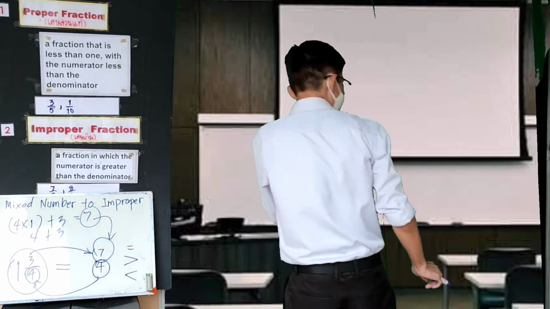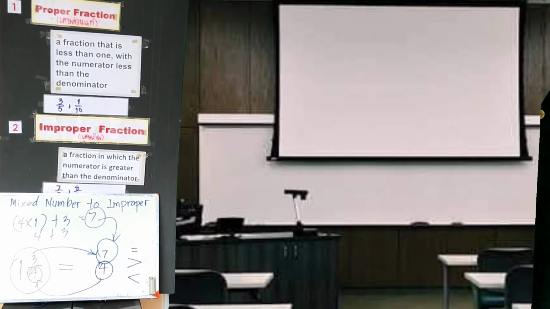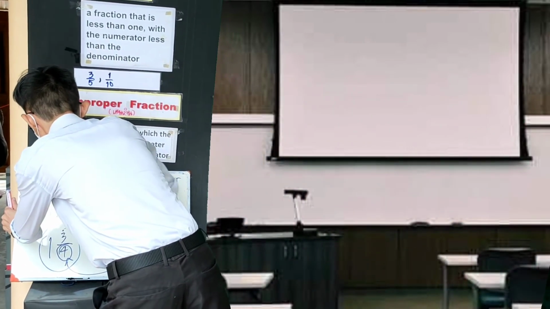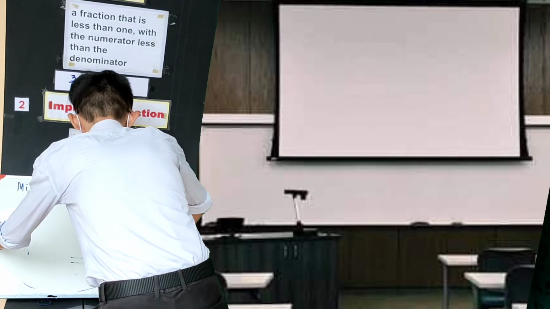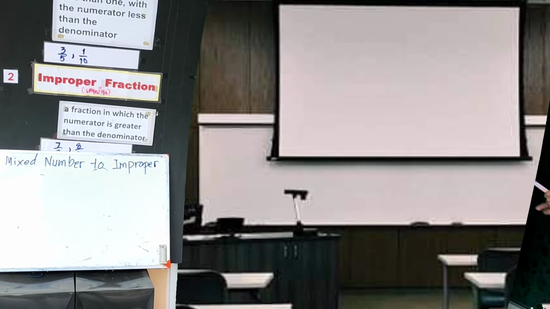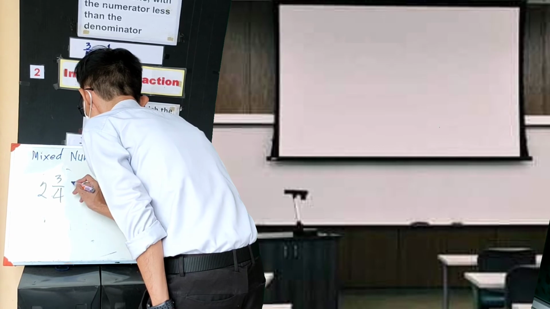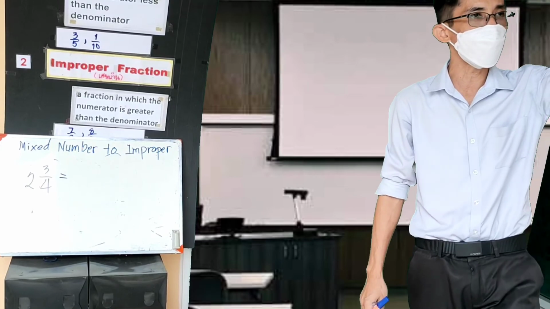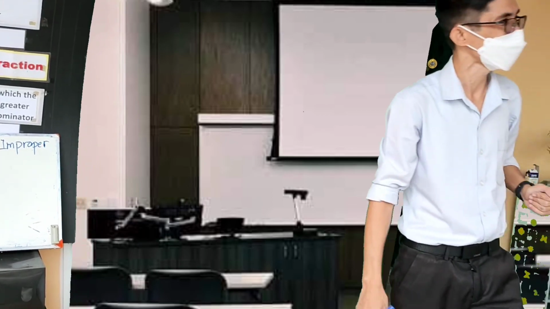Okay, now let's have another example. Okay, suppose we have 2 and 3 over 4. If we convert this to an improper fraction, what is the correct answer? Okay, anyone? Okay, let me call on Isabel. Isabel, come here please. Okay.